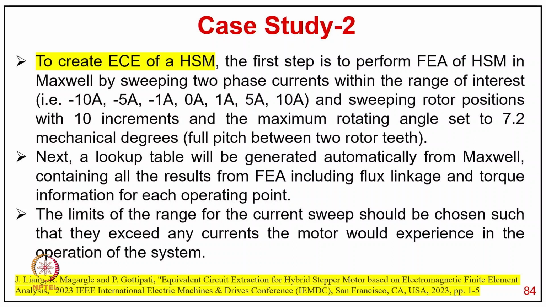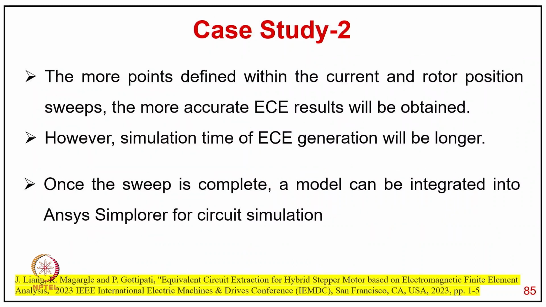And next, a lookup table will be generated automatically from Maxwell containing all the results from FEA, including the flux linkage and torque information for each operating point. The limits of the current sweep range should be chosen such that they exceed any current the motor would experience in operation of the system. The more points defined within the current and rotor position sweep, the more accurate the EC result will be. However, the simulation time of EC generation will be longer. Once the sweep is complete, the model can be integrated into ANSYS Simplorer for circuit simulation.